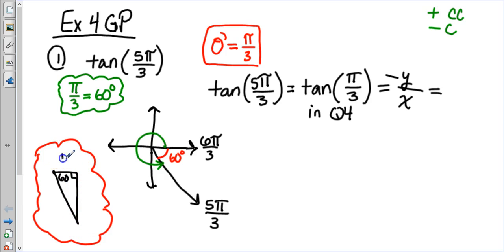We discussed that the short side is 1/2. We proved that to ourselves on our homework using our properties of 30-60-90s. And the long side is √3 divided by 2. Going down means it's going to be negative. So literally, this is my x and this is my y. So to write tangent, that will be negative √3/2 divided by 1/2.